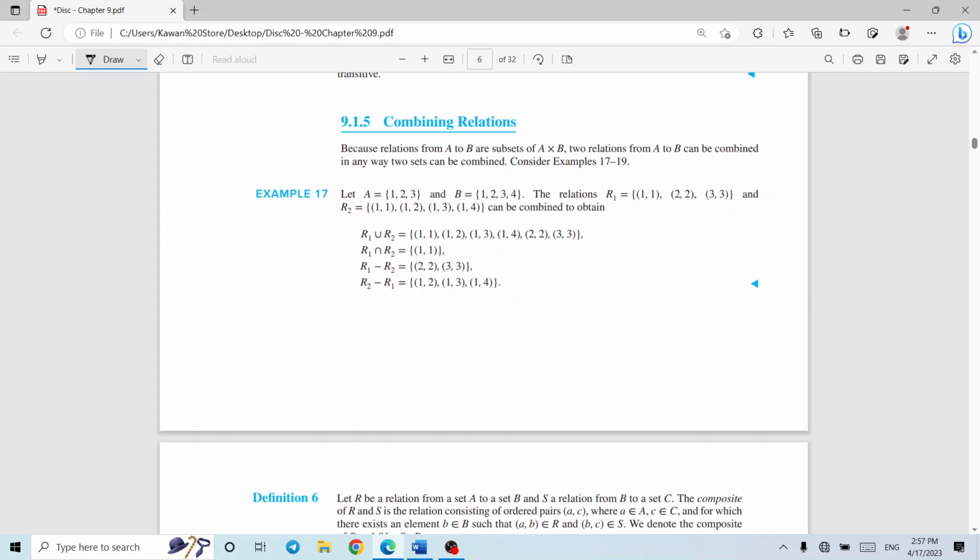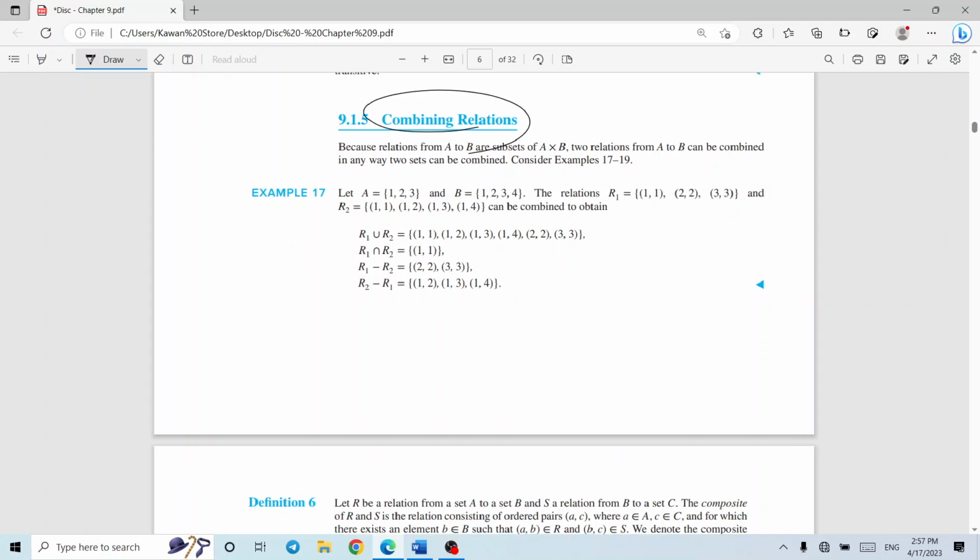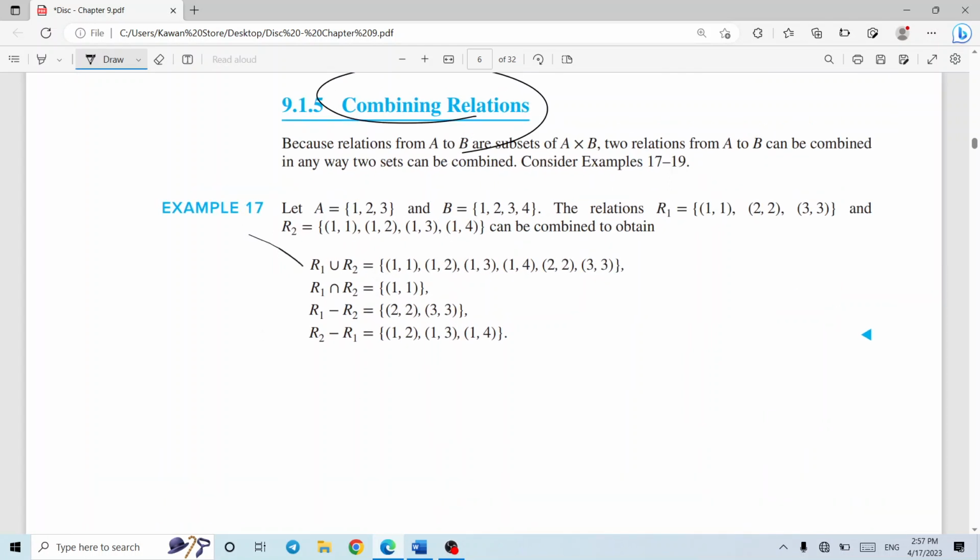How? Listen to me, Kaka. Combining relations. I have two relations, R1, R2. So how do you combine? Maybe union. You know how to make a union of two sets. Intersection between two sets: look at it. This is that one, so the intersection will be 1 and 1. How about difference? It means that in R1 you have it, but you don't have it in R2.